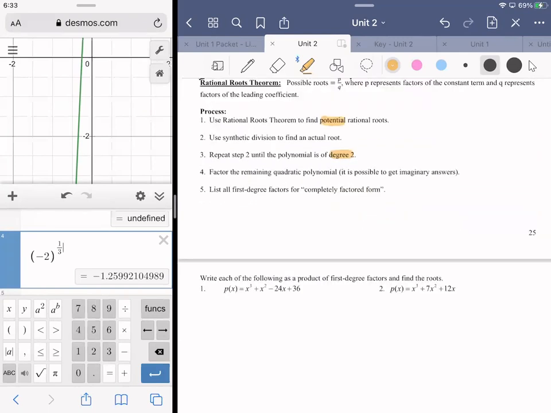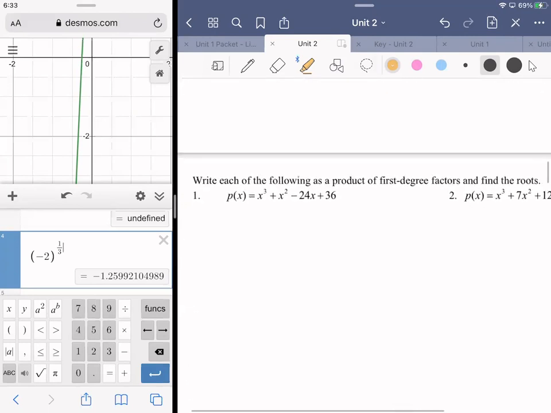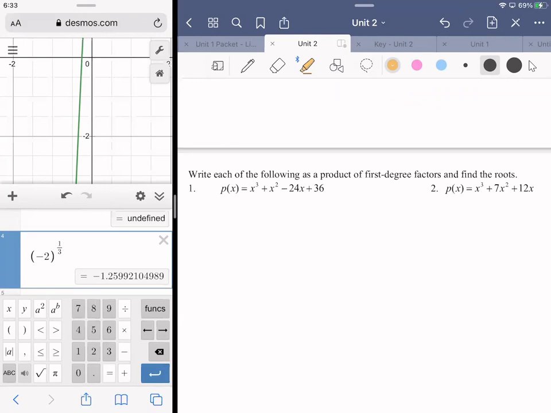All right. So what we would do here, if you look at the instructions, each of the following is a product of first degree factors and find the roots. Not really giving us much in the way of instruction. It's basically telling us to factor this cubic. So what we do is we look at the leading coefficient and we look at the constant term. The constant term is the term that doesn't have a variable attached to it.